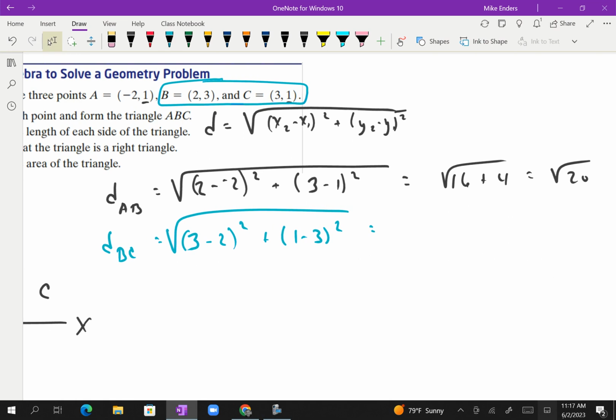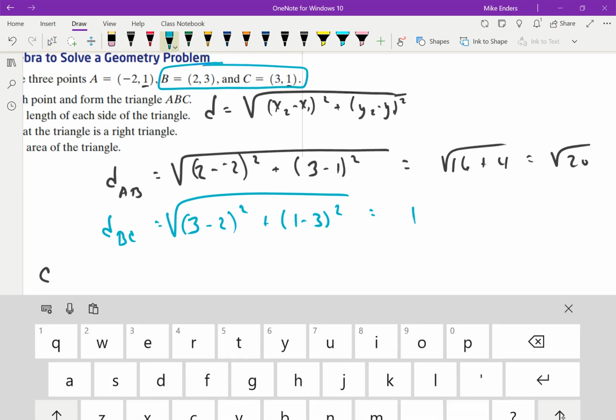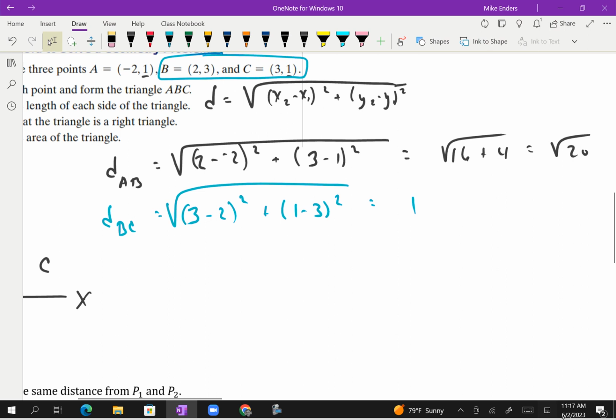So 3 minus 2 is 1. 1 squared is 1. And then we have 1 minus 3 is negative 2. The square of negative 2 is positive 4. And so that ends up being the square root of 5.